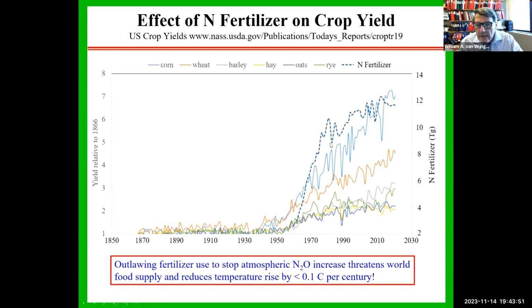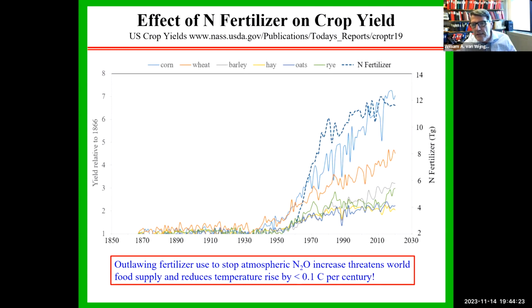Now, undoubtedly, this increase in crop yield is due to many things: better seed, better farming techniques, but fertilizer is a very important contributor to this increase. So if you're going to outlaw all fertilizer use, you're going to have global famine. So I would argue that outlawing fertilizer use is rather silly, especially since the increase of nitrous oxide leads to a temperature increase of only about 0.06 degrees per century.